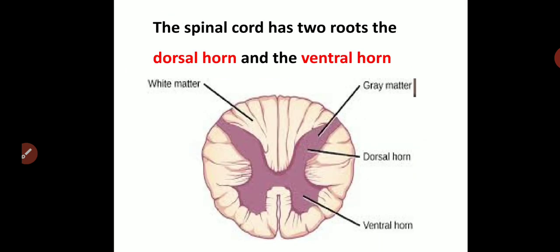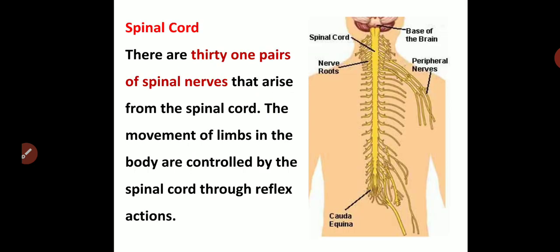The spinal cord has two roots. One is called the dorsal root, which arises from the upper part of the spinal cord, and the other is the ventral root, which arises from the lower part of the spinal cord. Now, from the spinal cord, from each vertebra arises a pair of nerves, and those nerves are called the spinal nerves. So we have 31 pieces of bones joined together, so you have 31 pairs of nerves arising from the spinal cord. And these nerves control the movement of the limbs through various reflexes.